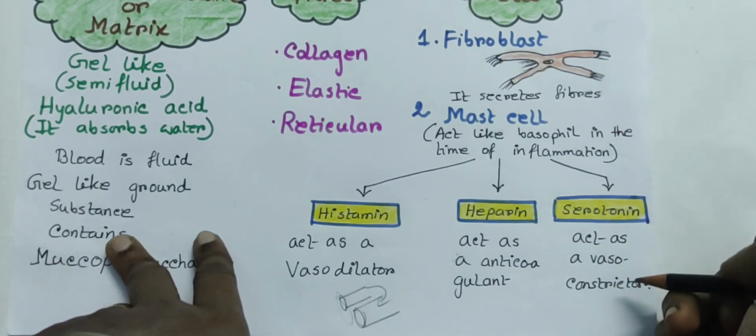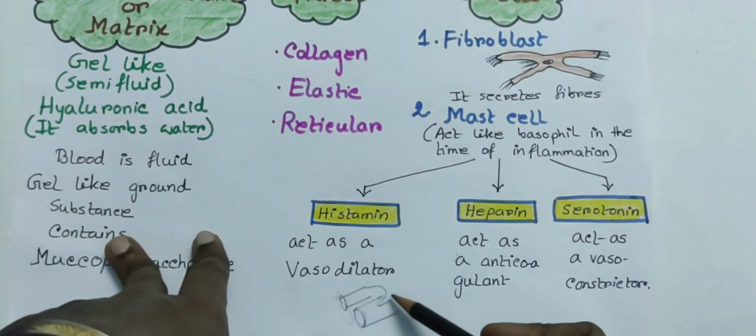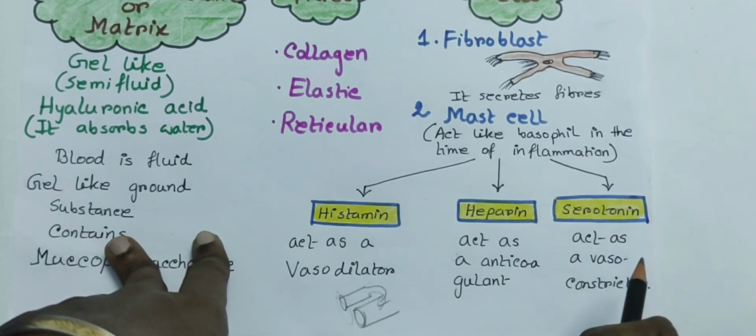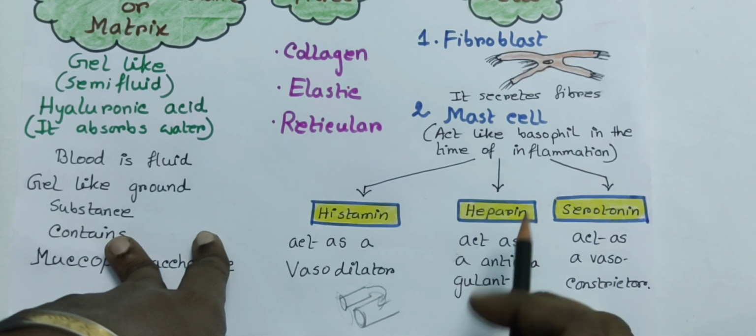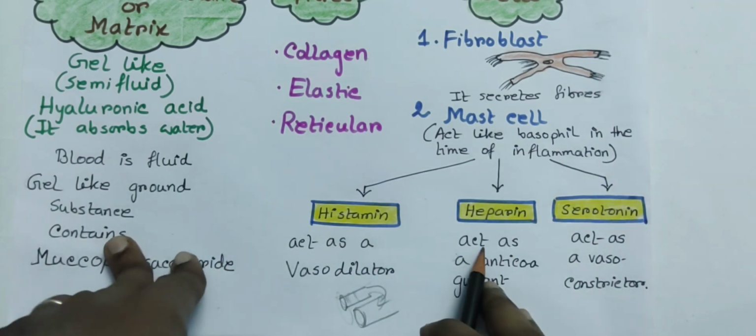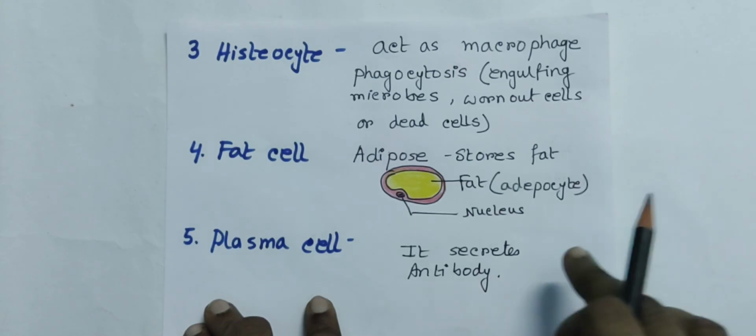Serotonin acts as a vasoconstrictor, the opposite action. If the blood vessel is like that, then it constricts the blood vessels. Then it becomes narrower. The diameter of the blood vessels gets narrower. Okay, so these are the three substances secreted by the mast cell.